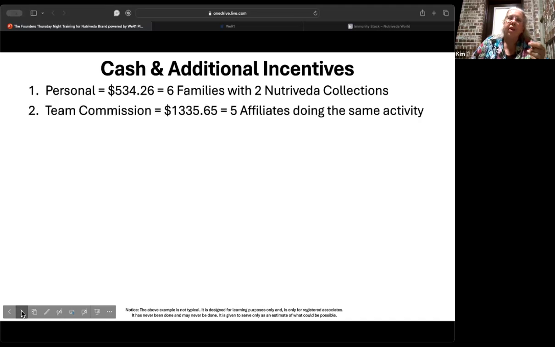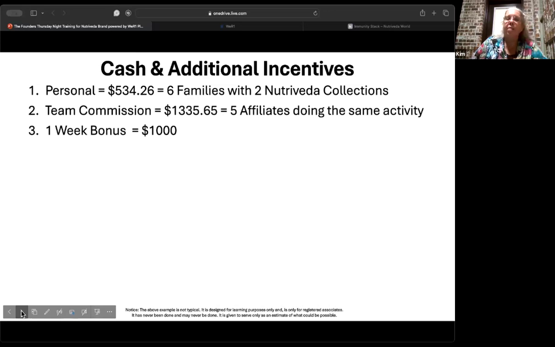Number 2. Now, if you're going to do it as a team thing, where you've got 5 people that you're working with to do the same thing that you did, the commissions that you're going to receive off of your 5 affiliates is a little over $1,000. Now, this is where it gets exciting.